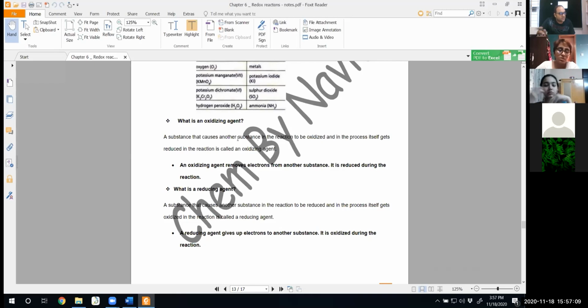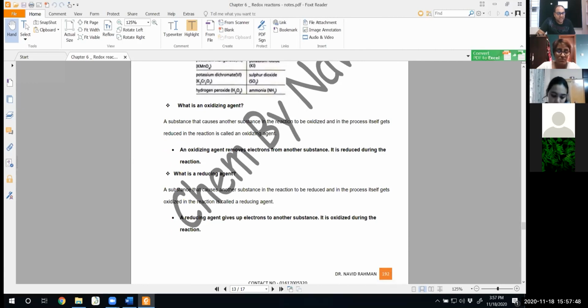A reducing agent is a substance which reduces its counterpart, or somebody else, and in the process gets oxidized. So how do we know whether it's getting reduced or oxidized? By finding out its oxidation number. So if the oxidation number increases, then it's oxidized, so it's acting as a reducing agent. And if the oxidation number decreases, that means it's being reduced itself, so it's acting as an oxidizing agent.